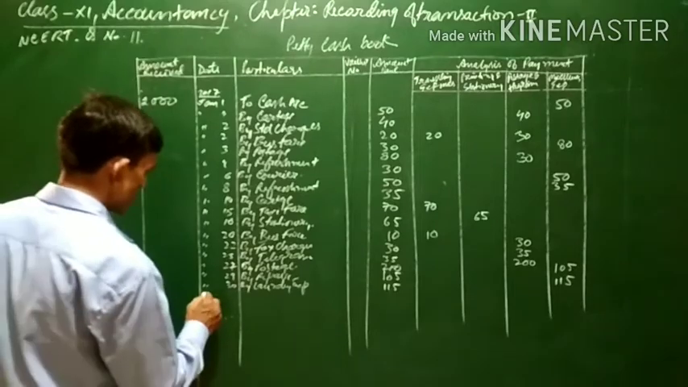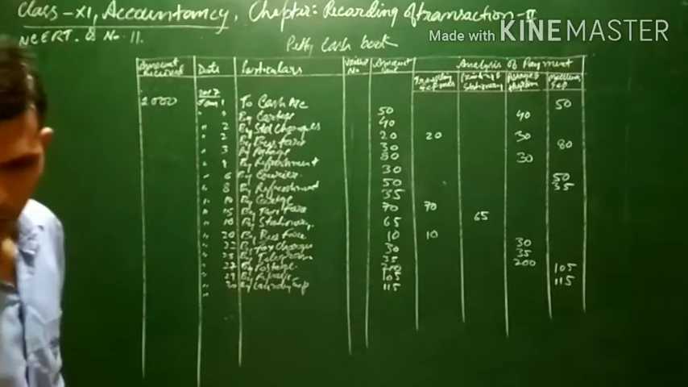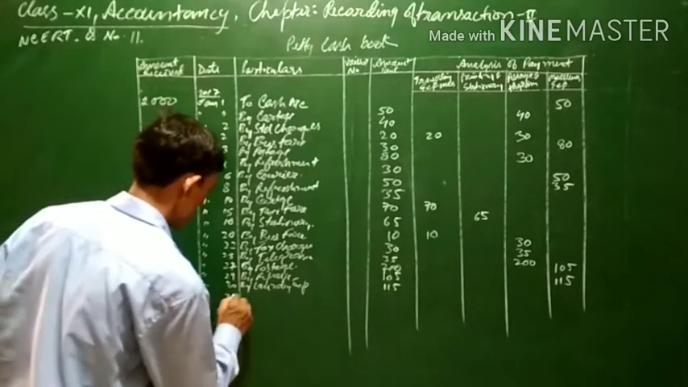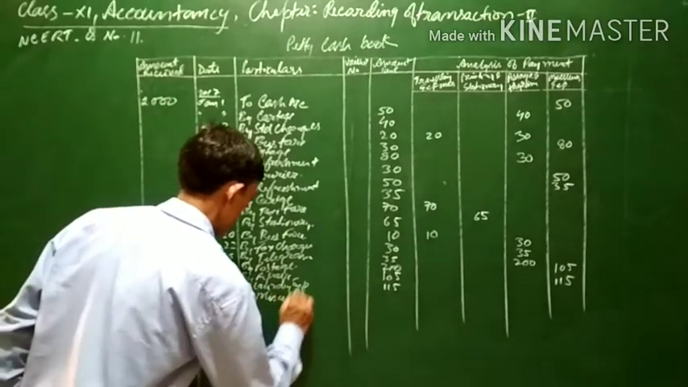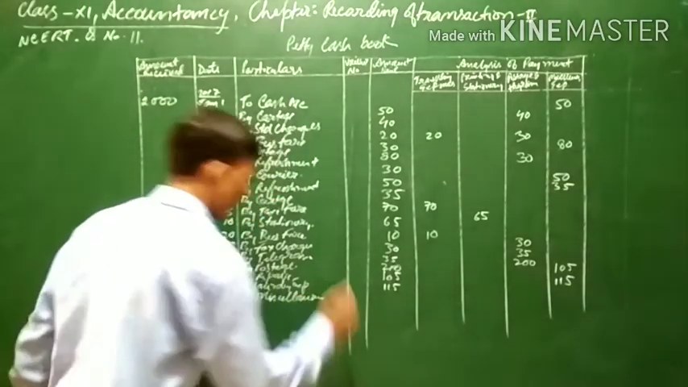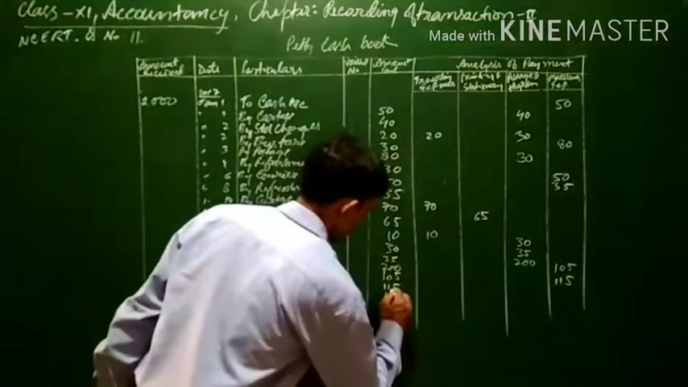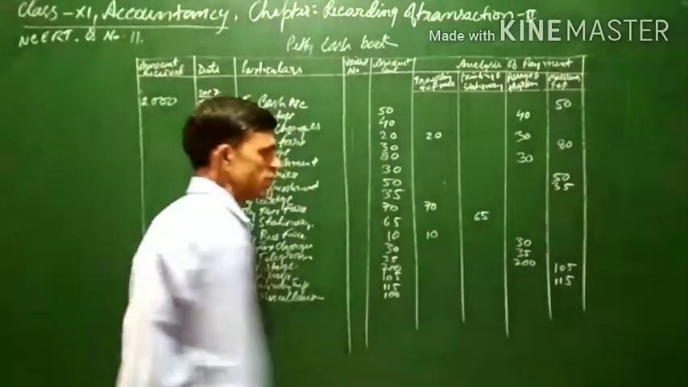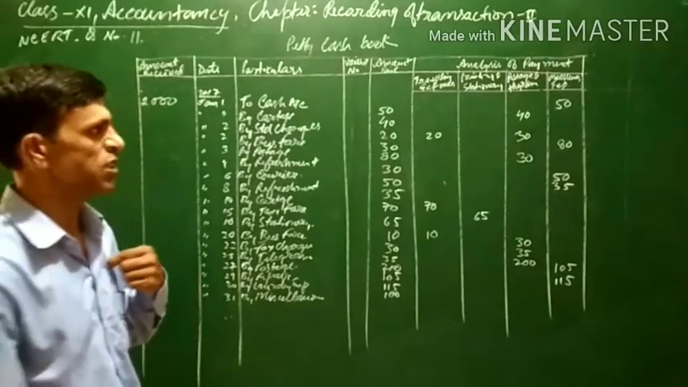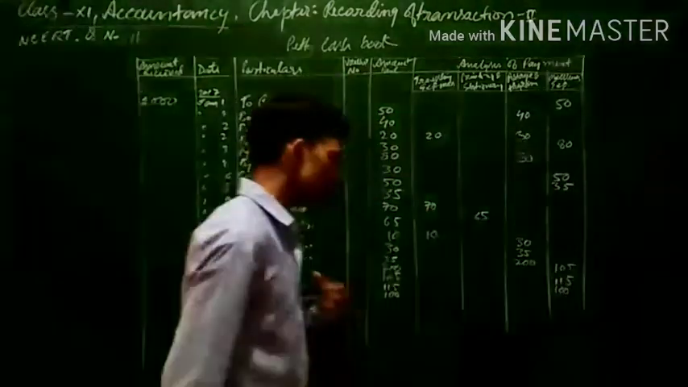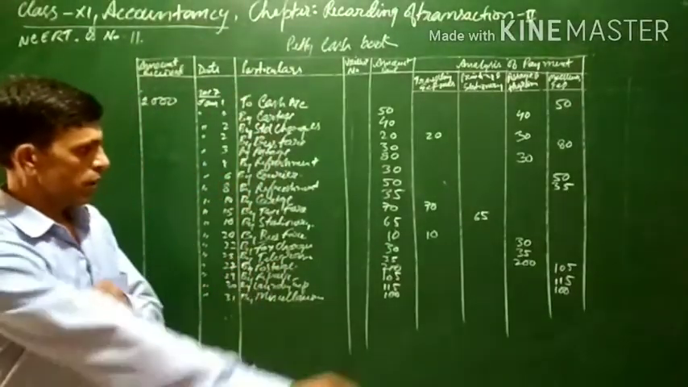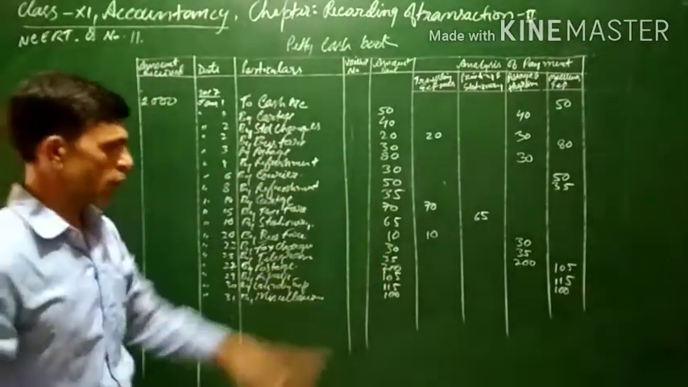Last is the miscellaneous expenses of 100. Here it is given separately. On the date 31st, by miscellaneous, 100 is given. Since it is already mentioned that it is miscellaneous expenses, it will be written in the miscellaneous column. Now these are the expenses which have been taken.